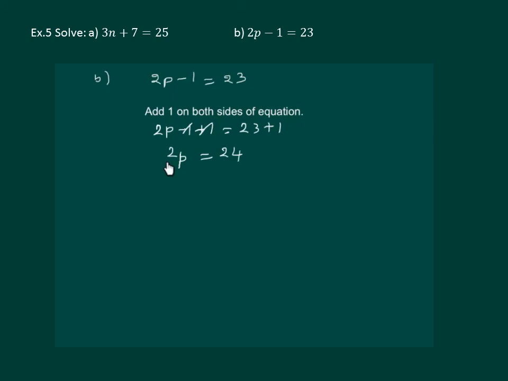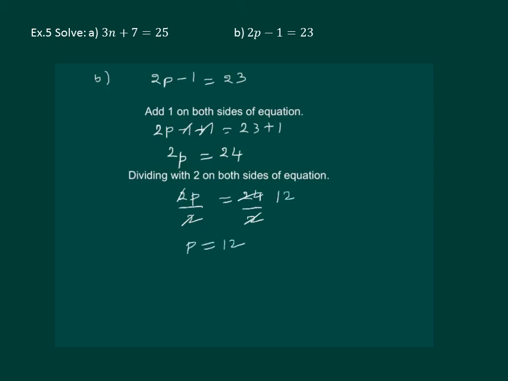Next step is to remove this 2 with p. That can be done by dividing with 2. So we get 2p by 2 is equal to 24 by 2. Solve this further. We get p equal to 12, and we can write that p equal to 12 is the required solution.